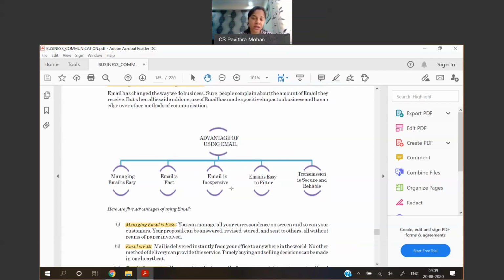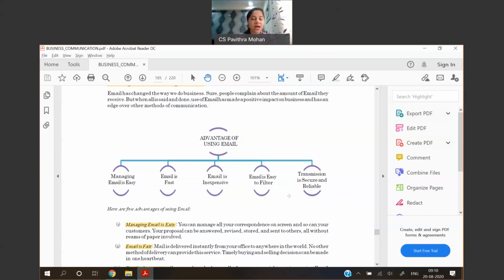And if you're working in a company, then we have to buy a server for our particular company, that is like at ABC or company.com. Email is easy to filter. If I have to take out any data or analyze any data, it is easier for me. Transmission is secure and reliable, so no third party can come and access it or take away any information. All those things will not be there in email.